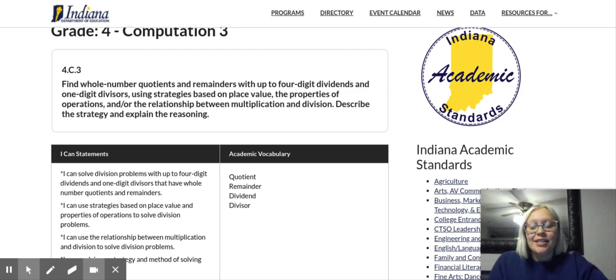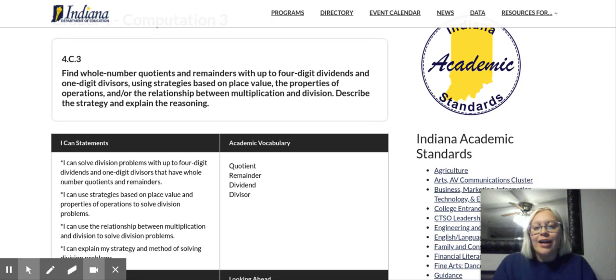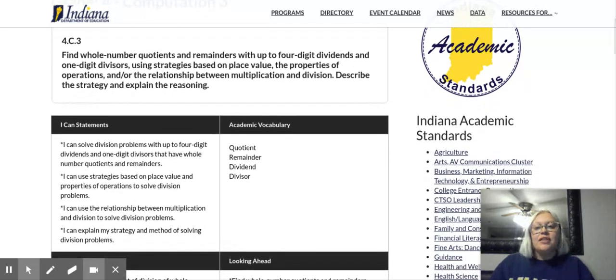Hey, boys and girls. I'm going to show you your I can statements and the vocabulary words that you will be introduced to today in your Math Mini lesson. Now, today's a little different because I'm going to introduce these I can statements to you, but there's not a specific one that we're going to be targeting today because in the next 3 weeks, we will be learning a ton about division and about how to divide. And division is a big concept.